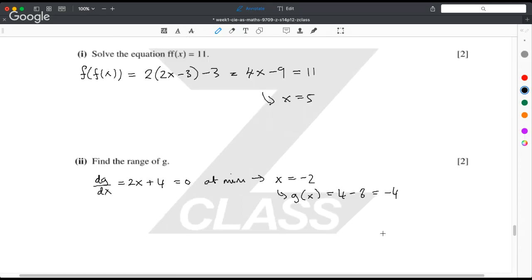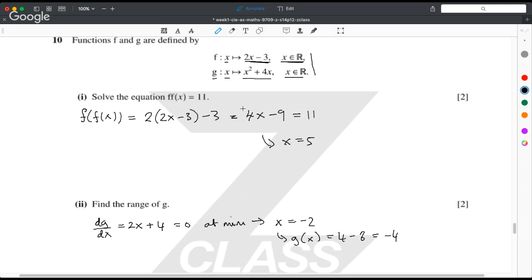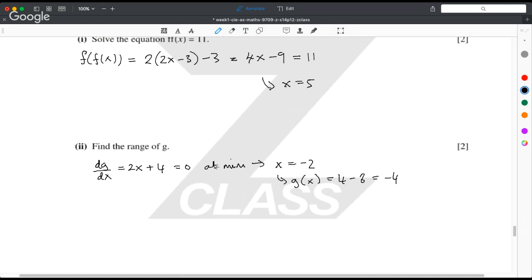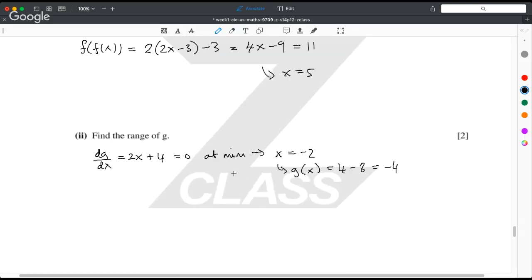So the lowest g can be is, you see that g is a parabola. So it's going to have some lowest point. And because as x goes up, g goes up, it has to be a sort of smiley parabola. So it's going to have a lowest point and it's going to go up. So if we take the derivative, we find what the lowest point is, and that happens when x is minus 2, and therefore when g is minus 4. So g is always greater than or equal to minus 4. And that's the range.